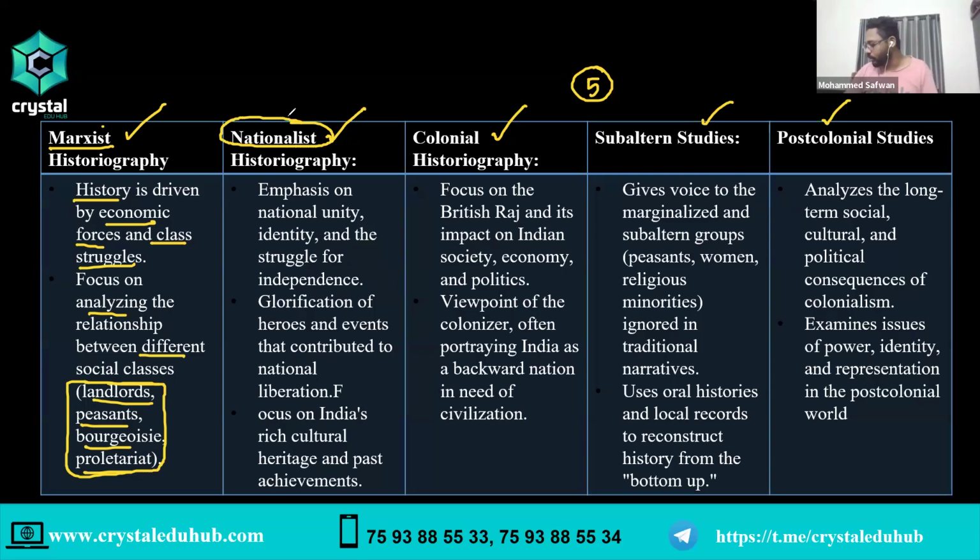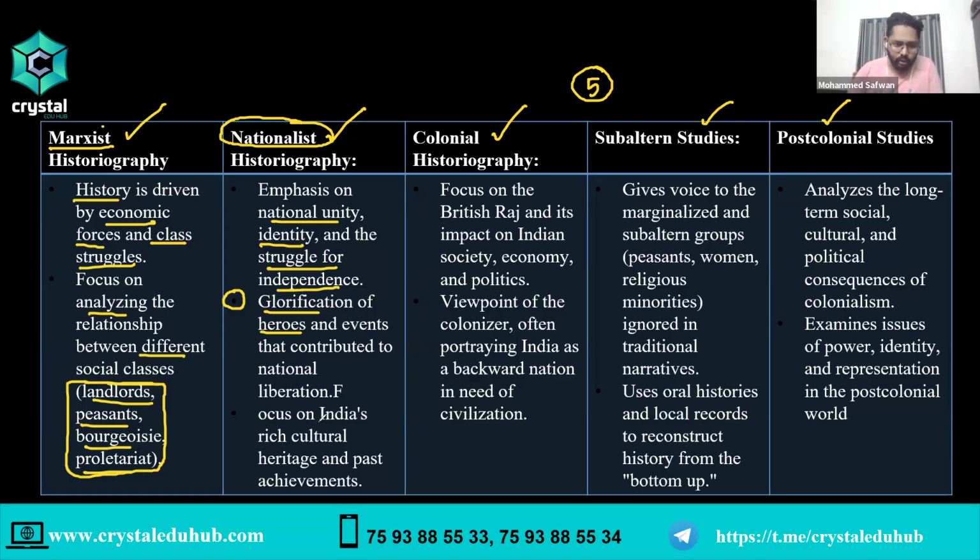So obviously, you know that there was something called the national movement, right? It was simply anti-British. So this nationalist historiography developed during the period of the colonial era, and they emphasized national unity. The historians of this school try to unify the historical elements, Indian traditions, identity, and the struggle for independence. And as part of that, they have the glorification of heroes and past events. That's why we can see Chhatrapati Shivaji got more relevance during the freedom movement.